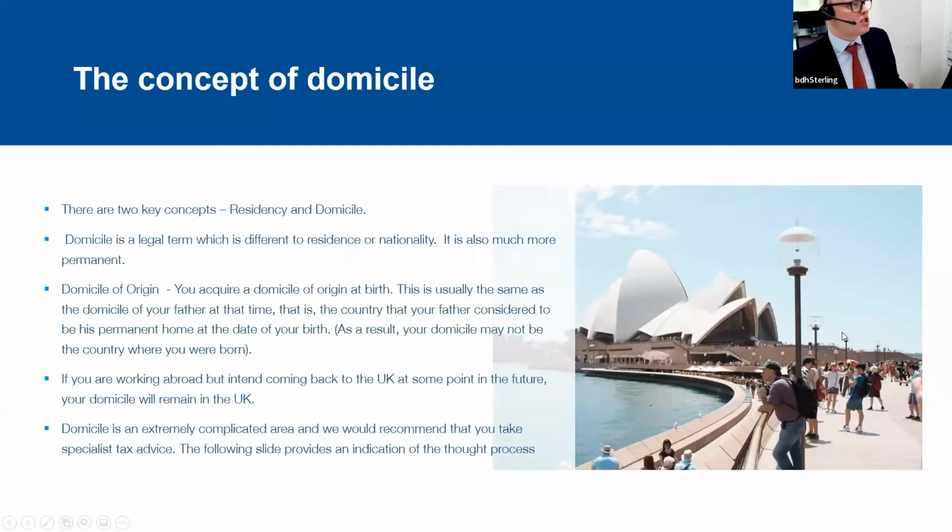So first of all, there's two key concepts. We've got residency and we've got domicile. Domicile is a legal term which is different to residency or nationality. It's much more permanent. So most people, when we look at their situation, we look at their domicile of origin, and that's something that you would acquire at birth. It's where your father is from, where you were born at the time. But it can get complicated when we look at people who then move to the UK and stay here for a certain length of time.